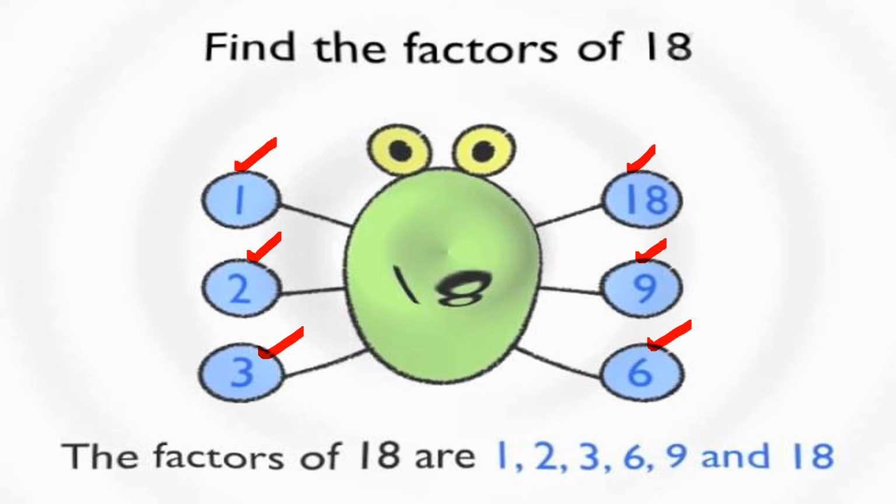In whatever ways you multiply to get 18, those are the factors of that number. So here the factors of 18 are 1, 2, 3, 6, 9 and 18. We have to write them in ascending order, which means the numbers go from smaller to bigger. If you write in any order, it is not wrong, but if you write in ascending order, it is correct.